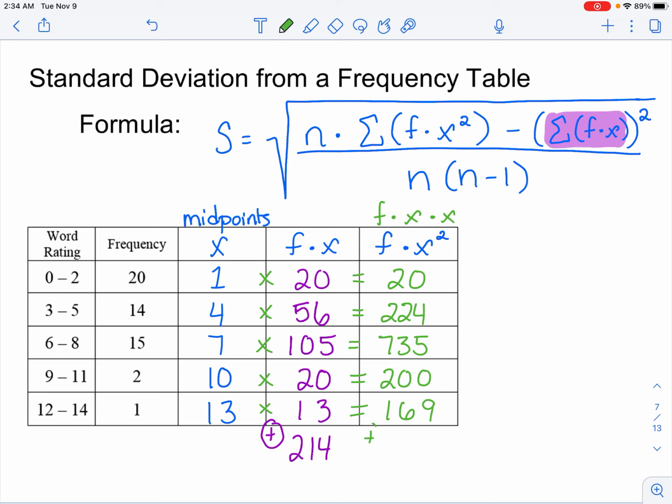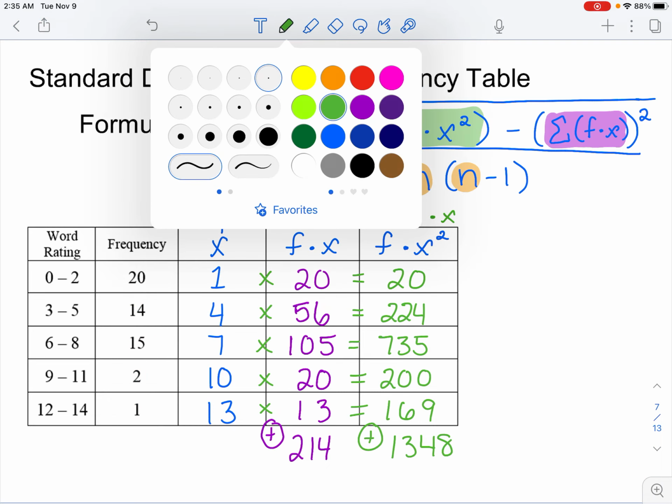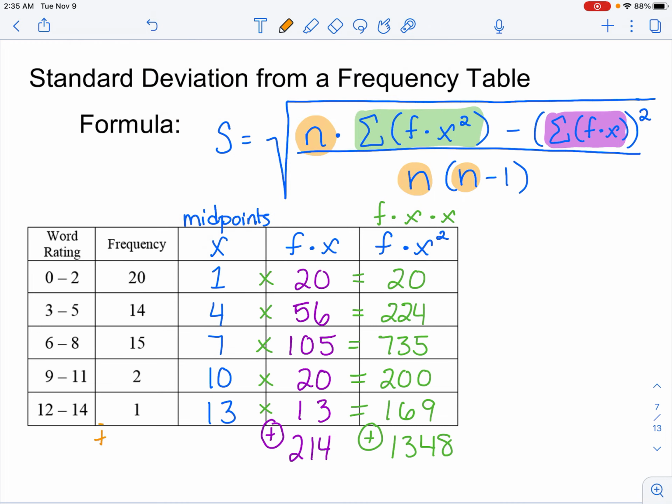And I'm going to add all of those numbers together to get 1,348. That is the sum of the f times x squared numbers, so that's going to take the place of this in the formula, okay? So that's that value. And then the last value I need is n, which is the number of data values. Well, the number of data values is related to the sum of the frequencies right here, okay? So if I add all of those together, this is 52, so n equals 52.